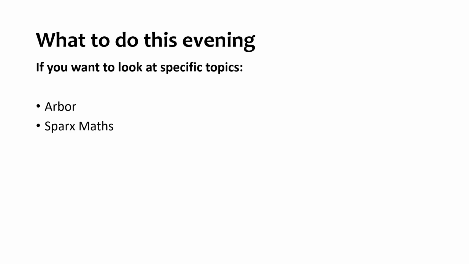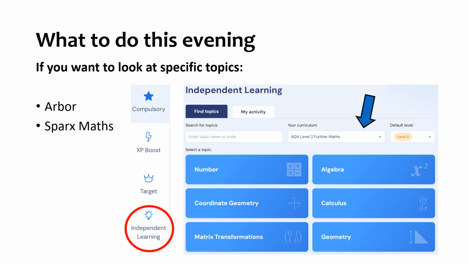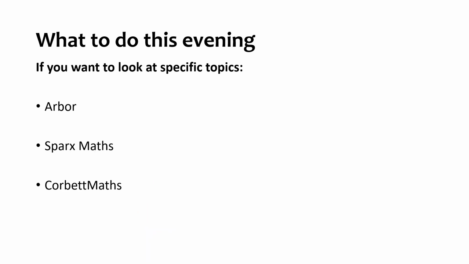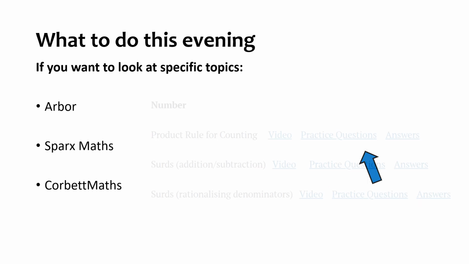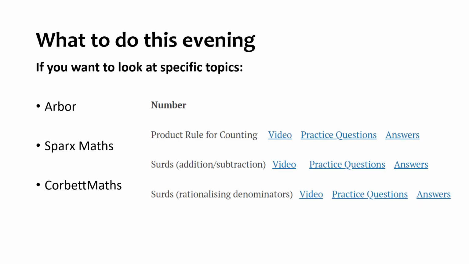For specific topics then, again, you've got Arbor, but you've also got Sparx Maths. On Sparx Maths, if you go to Independent Learning and make sure you've selected Further Maths, you can then just search for some topics. Corbettmaths, if you just give that a Google, you will find, if you go to More and then select Further Maths, an alphabetised list of topics.